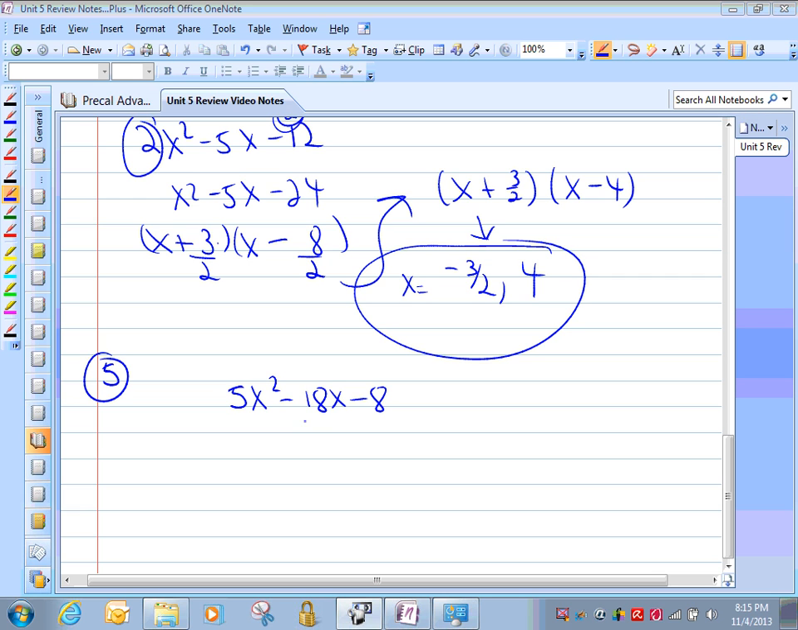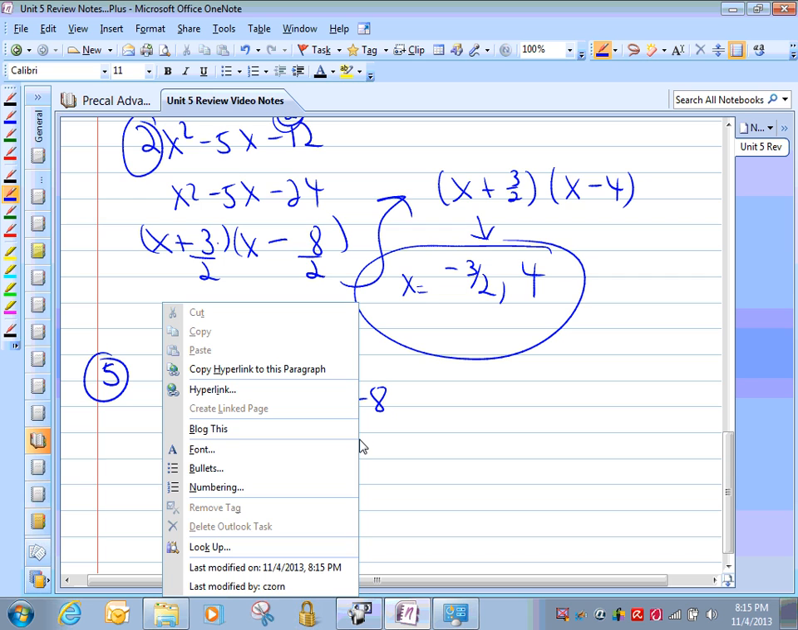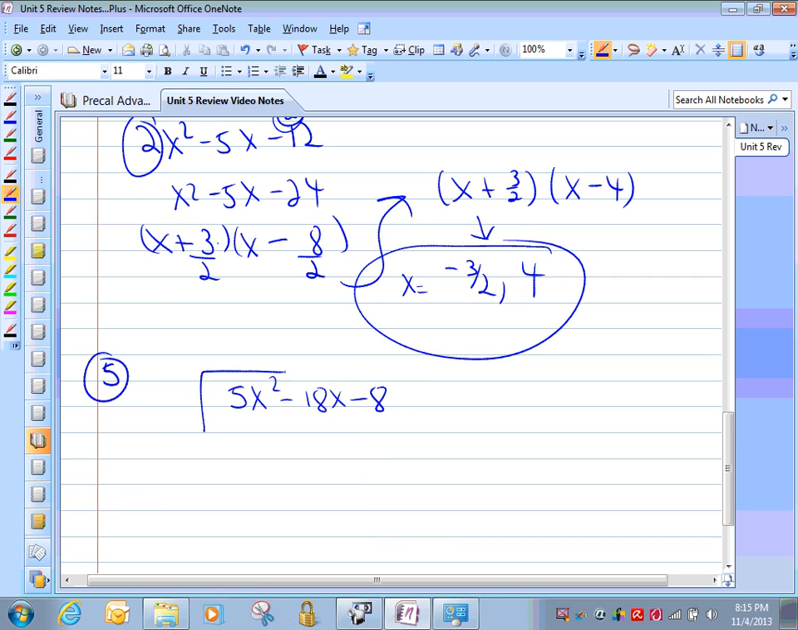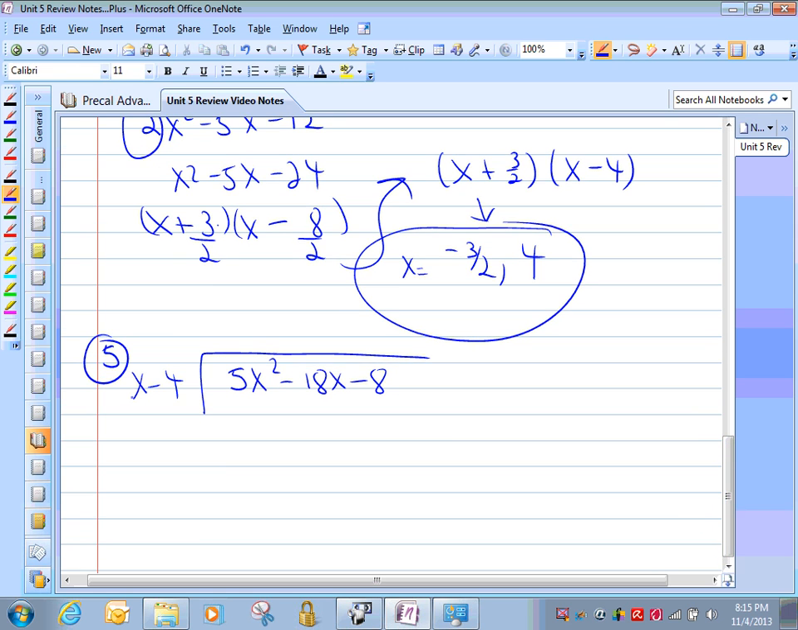supposed to divide 5x squared minus 18x minus 8 by x minus 4. So we're going to do long division by x minus 4. All right, let's go ahead and talk about this. X times something gives us 5x squared. That would be a 5x. 5x times x, just checking it out, is 5x squared. And 5x times negative 4 is a negative 20x.